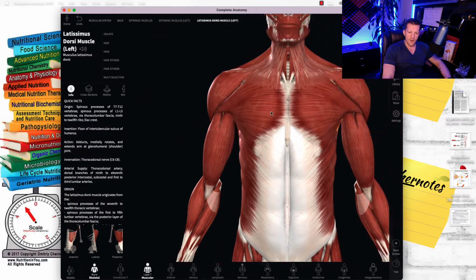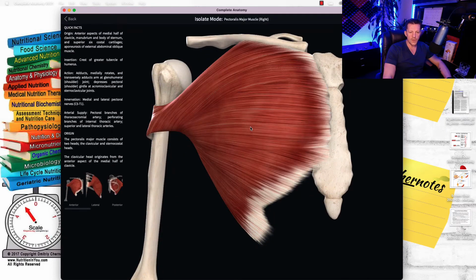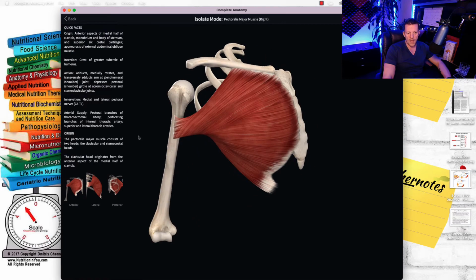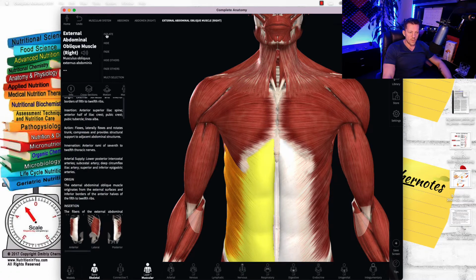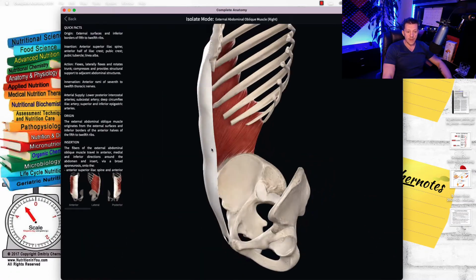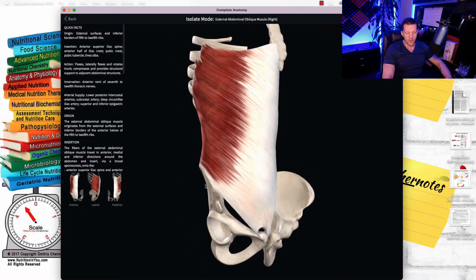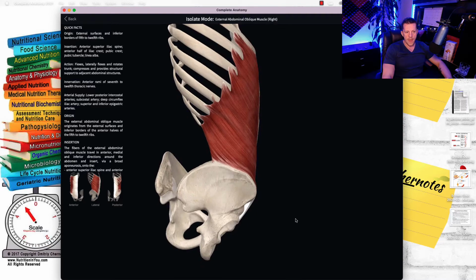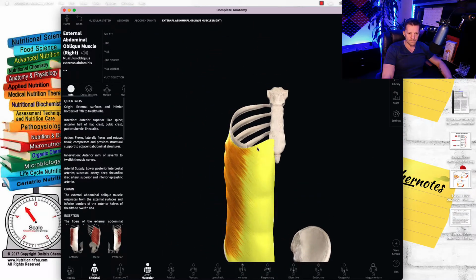So what I forgot to mention is, if I isolate this, you can see that the Pectoralis Major is connected to the sternum and to the humerus. If we also isolate the external obliques, they're also connected to the hip bone, to the ilium part, to the pubic part, and also connected to the costal ribs, and also to the sternum.